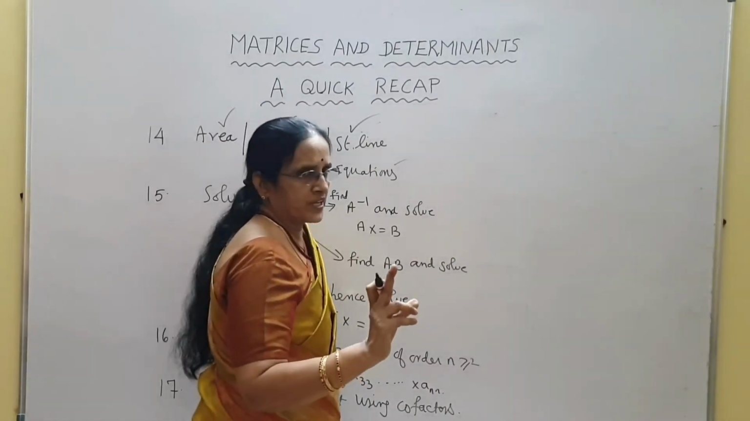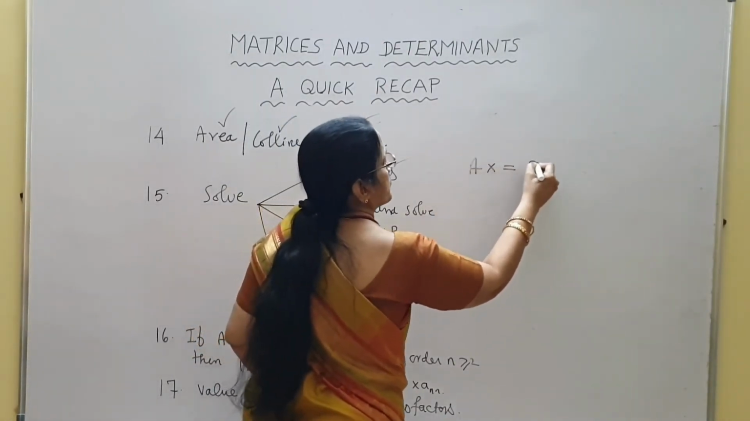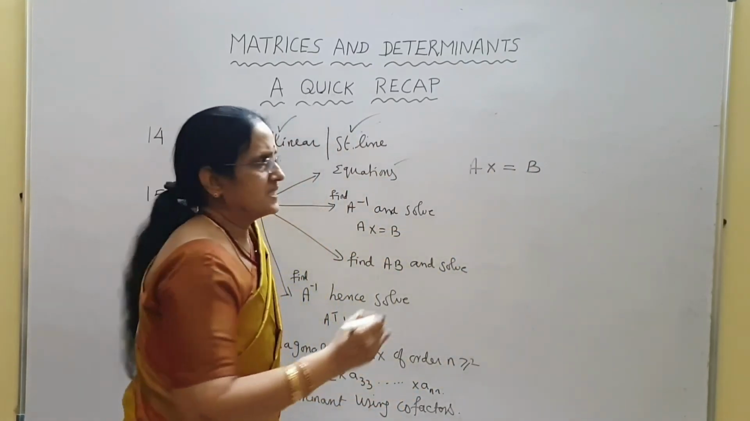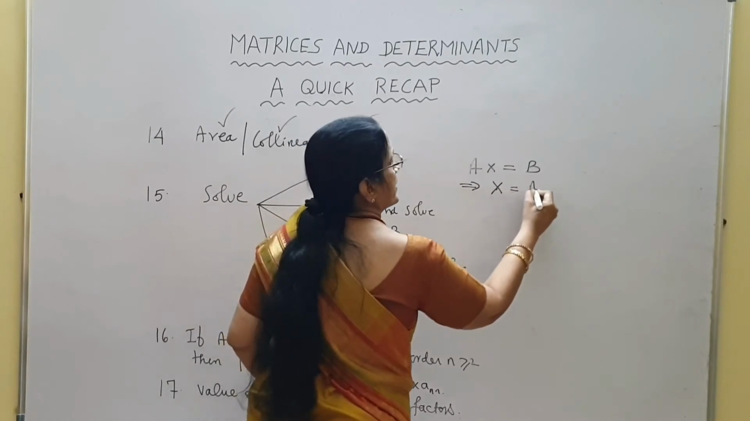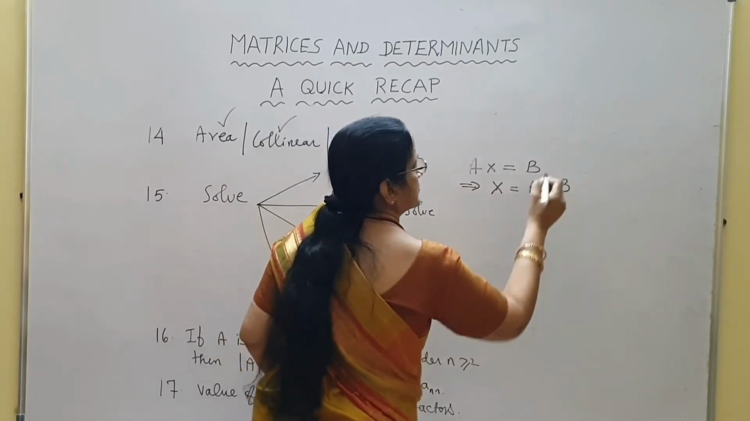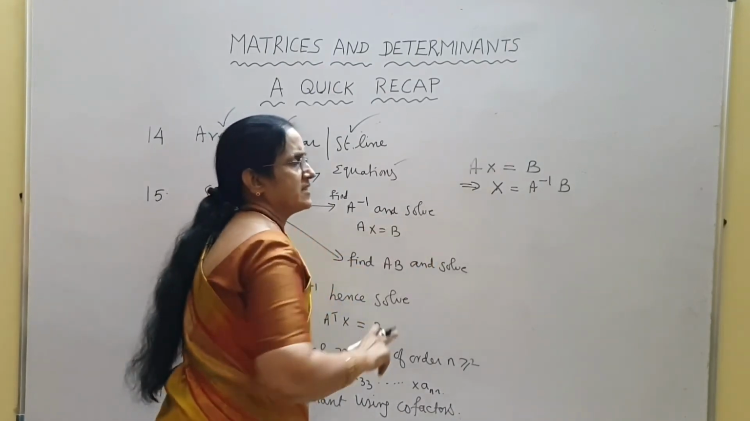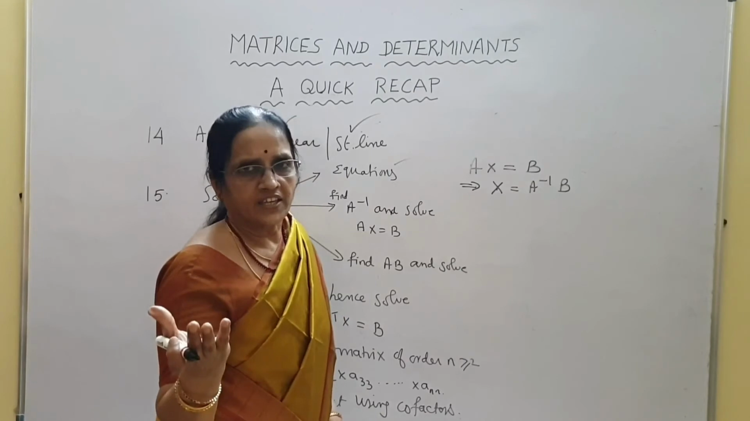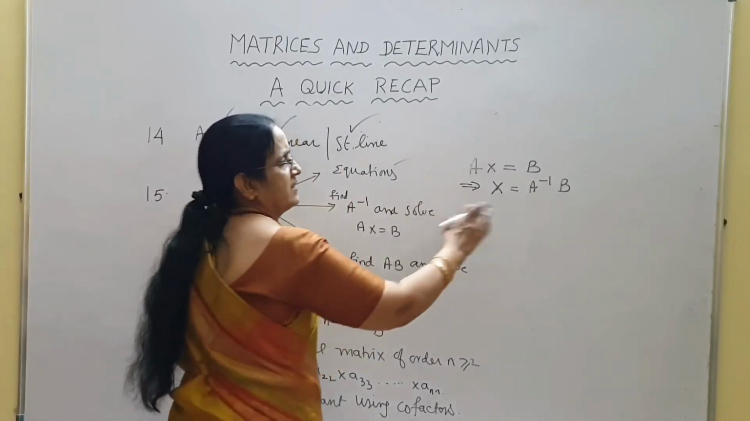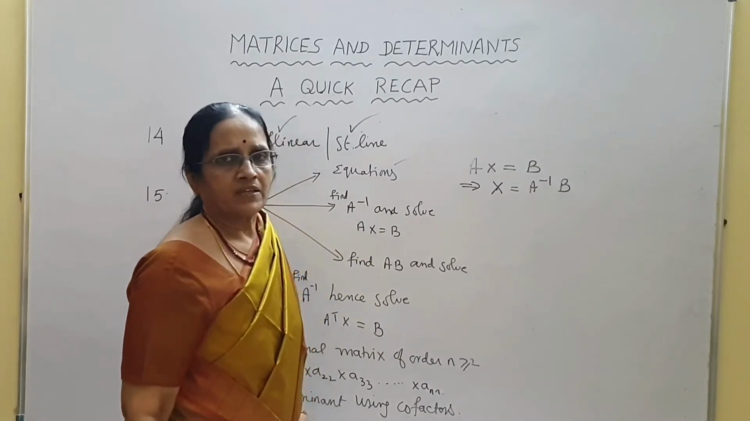You know how to do it. It should be of the form Ax equal to b. This gives you x is equal to A inverse b. Already you know how to find out A inverse. A inverse is nothing but 1 by determinant of A into adjoint of A. And then multiply it with the column matrix B.